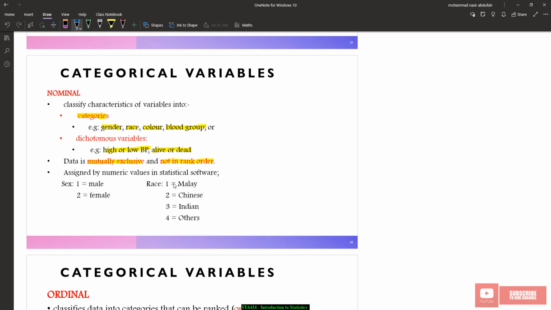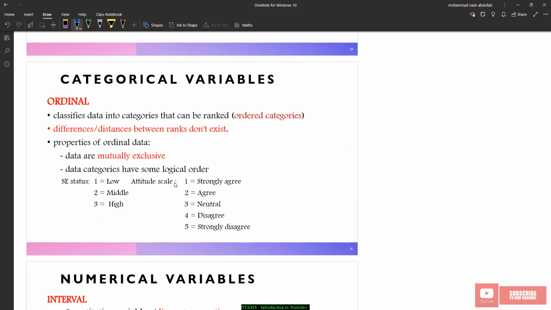It cannot be ranked. So if you have a categorical variable and that categorical variable cannot be ranked, cannot be in order, so it lies under nominal scale, right? So for categorical variable that can be ordered or can be ranked, it is ordinal scale. So ordinal scale classify data into categories that can be ranked, right? Categories that can be ranked or ordered categories. So what are these example? Example is, for example, kita ada president, vice president, secretary, and treasurer. The first level is president, followed by vice president, treasurer, secretary, and treasurer. Right.